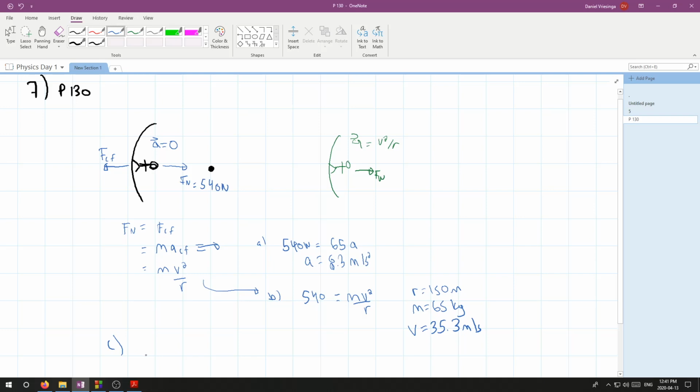Calculate the period of rotation of the space station. Well, the period is related to the velocity through this formula here: v equals 2 pi times r divided by the period. So you could figure that out pretty easily. How long does it take for this thing to go around once? It will be 2 times pi times the radius, which is 150, divided by the speed we found, 35.3 meters per second. So it takes around 26.7 seconds to go around once.